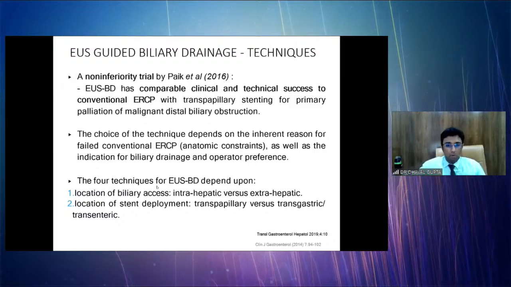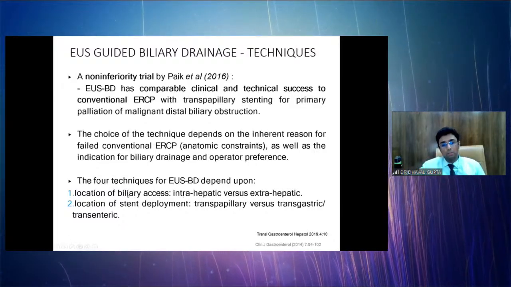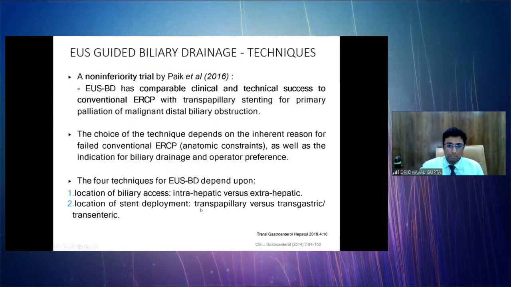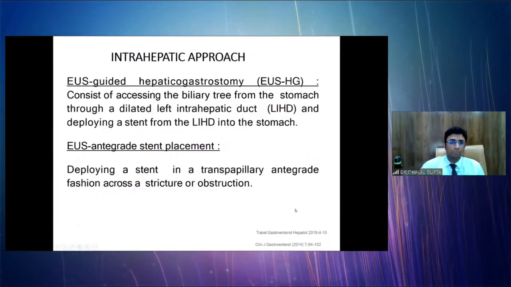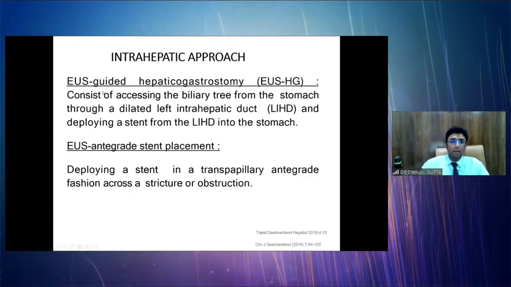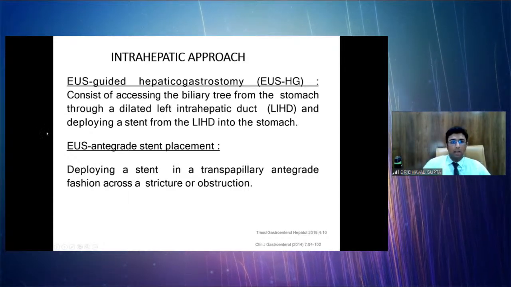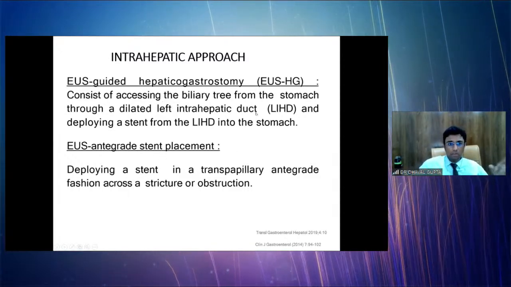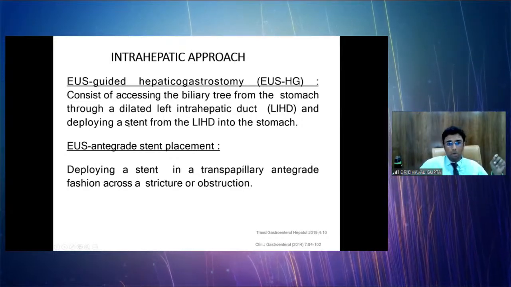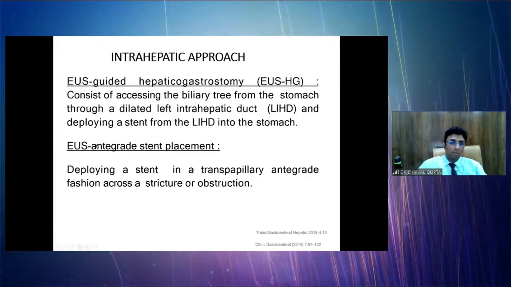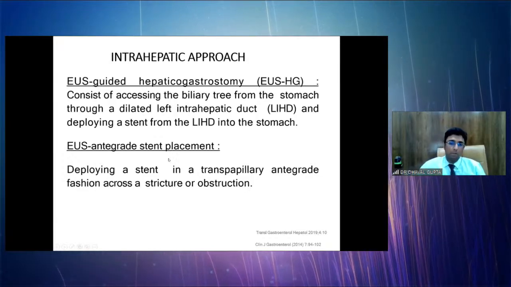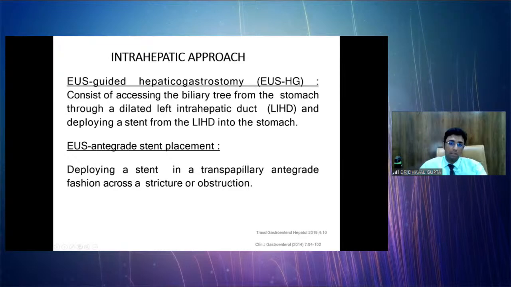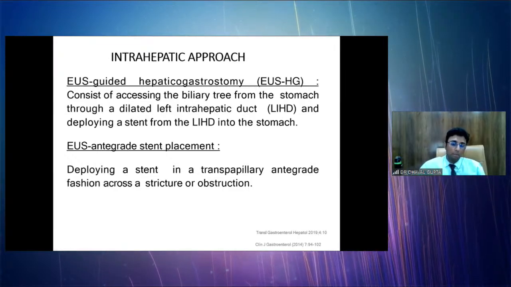There are four techniques primarily for US biliary drainage, depending upon the location of the biliary access, whether it is intrahepatic versus extrahepatic, and the location of the stent deployment, whether it is transpapillary versus transgastric or transduodenal. Now, in the intrahepatic approach, there are mainly two types: US guided hepaticogastrostomy and US guided antegrade stent placement. In hepaticogastrostomy, biliary access is done from the stomach through the dilated left intrahepatic duct, deploying the stent from the LIHD into the stomach. In antegrade stent placement, the stent is deployed in a transpapillary antegrade fashion across the stricture or obstruction, same as in USHG, but the stent is pushed further through the papilla into the duodenum.